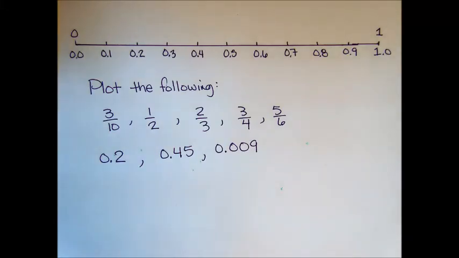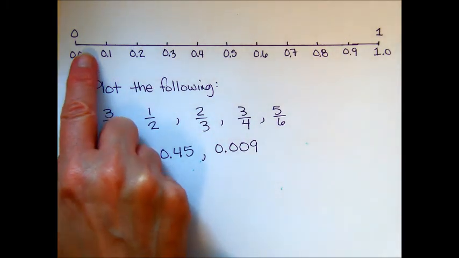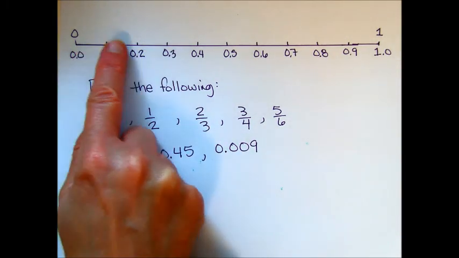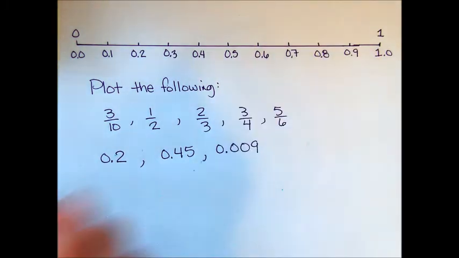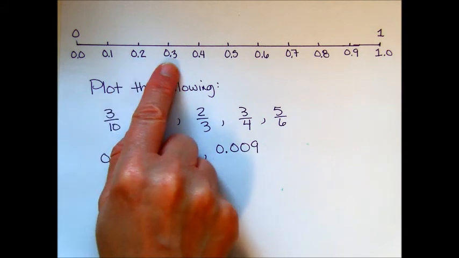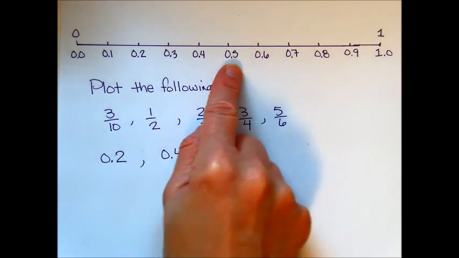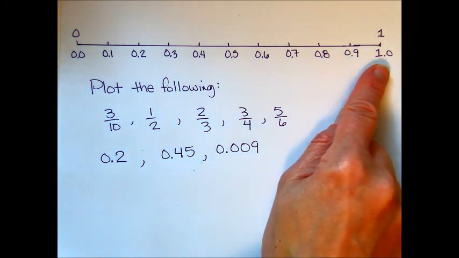This video lesson is going to focus on plotting fractions and decimals on the same number line. You can see that I've drawn a number line with 10 equal parts. So 1, 2, 3, 4, 5, 6, 7, 8, 9, 10. Each part is marked with a decimal increment. 1/10, 2/10, 3/10, 4/10, 5/10, and so on, all the way to 10/10, which would be 1.